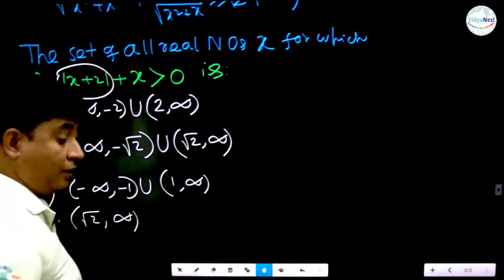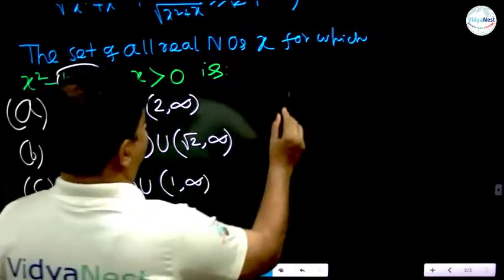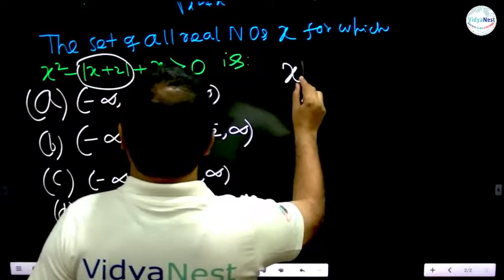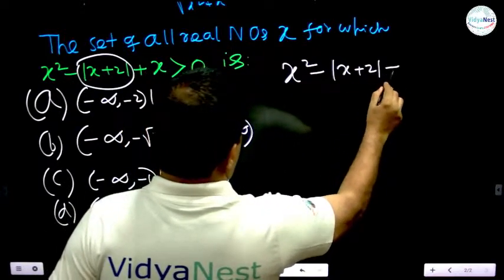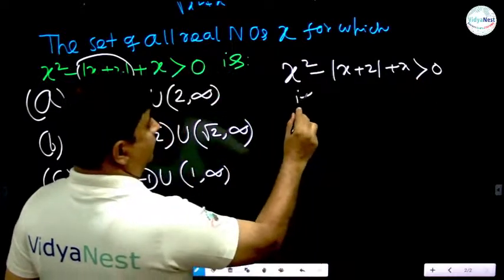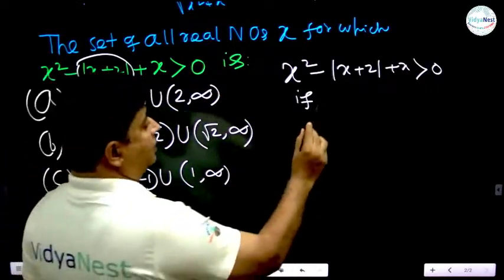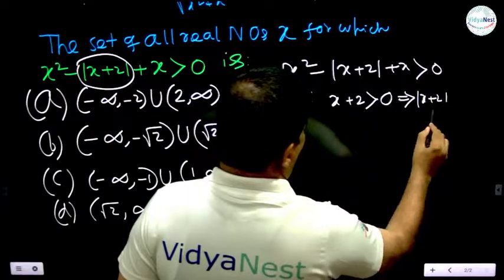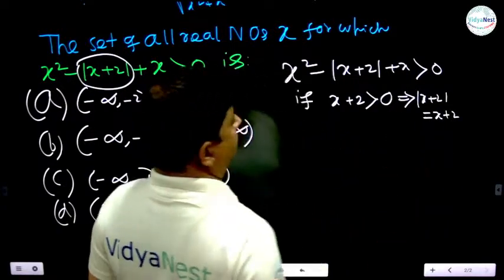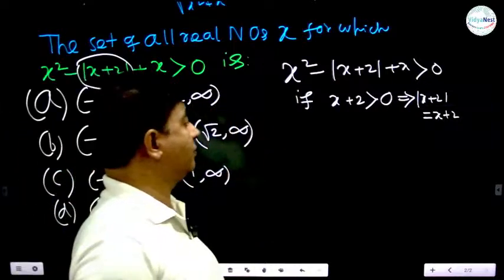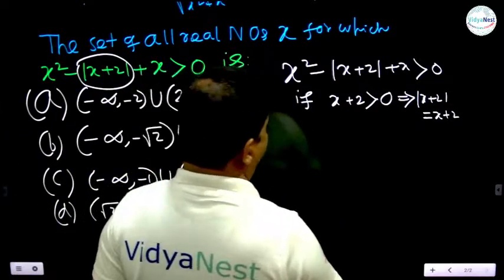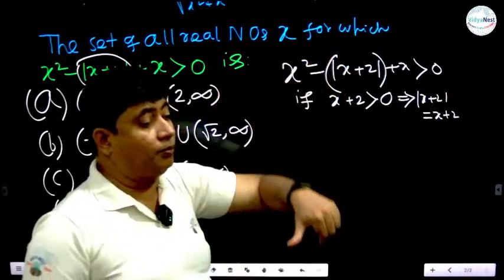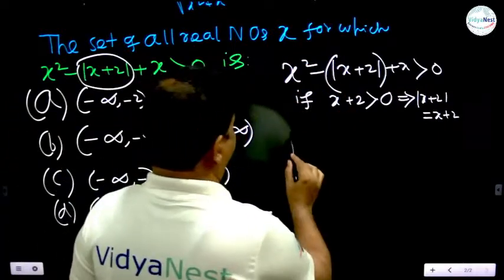So how will it go? How will our dealing be with this? See, x square. Now if x plus 2 is greater than 0, then mod x plus 2 will be x plus 2, it will remain x plus 2. Here see, x plus 2 greater than 0. So in that case, when x plus 2 is greater than 0, instead of mod x plus 2, I can put x plus 2 itself.